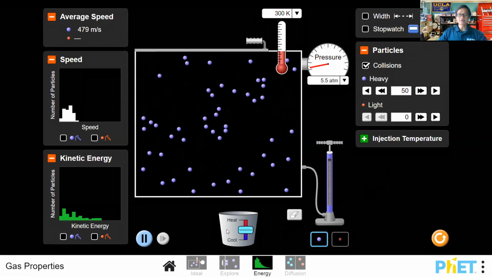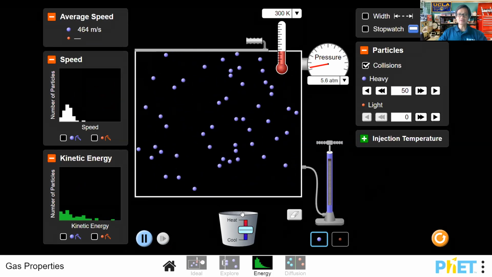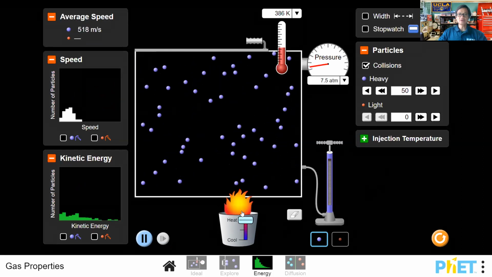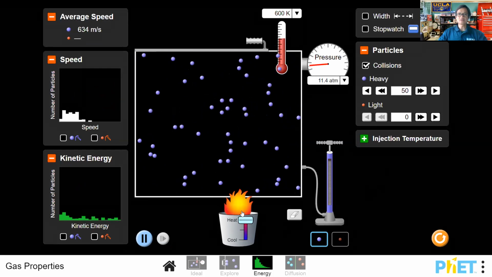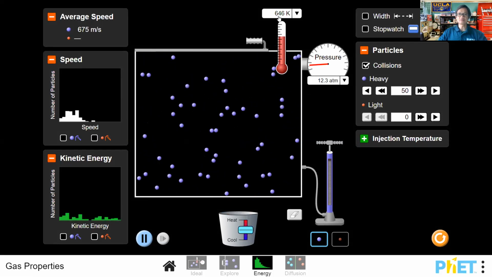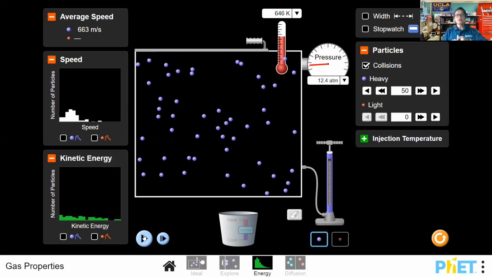Remember, this represents energy. Either we're adding heat energy or we're going to remove heat energy. So let's go ahead and add heat energy here. What I want you to do is take a look at what happens to the particles inside the chamber as we increase the temperature. Notice that we're increasing the temperature up here. And what happens to the graph? Let's pause it right here.